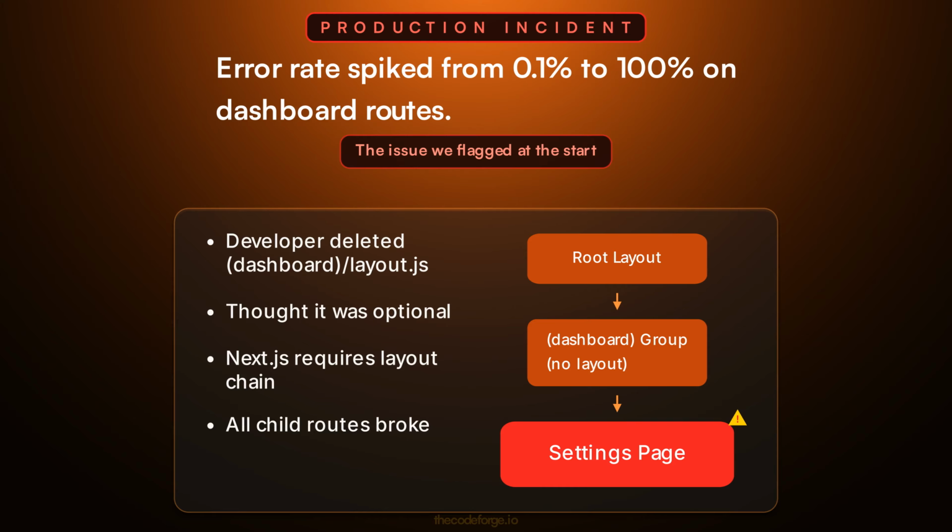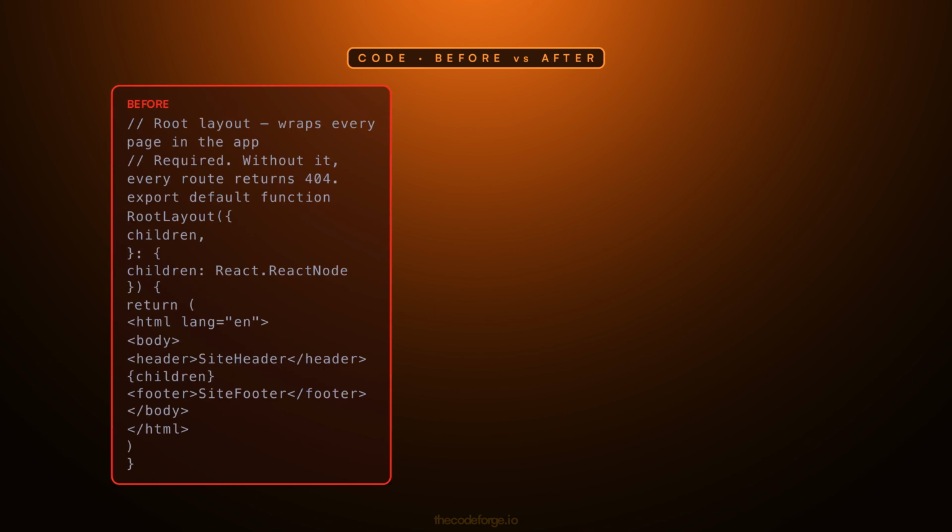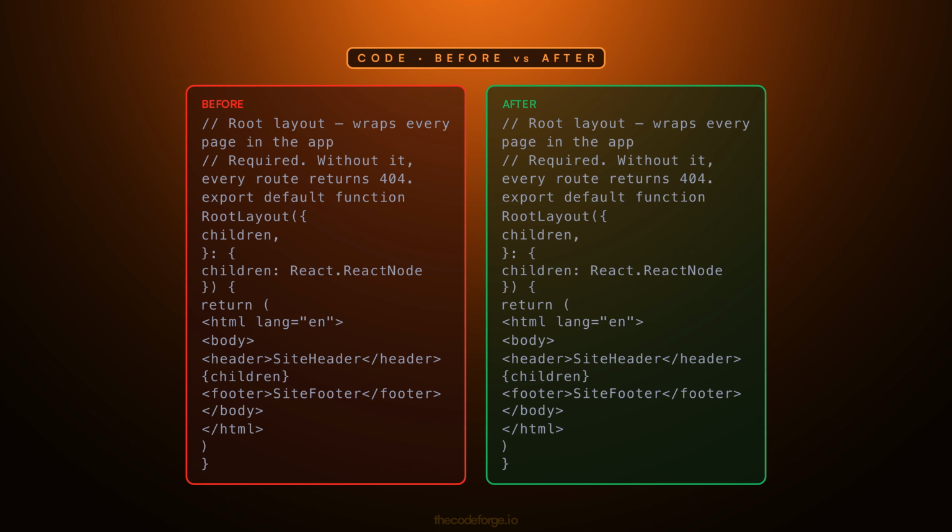Here's exactly why that happened. A developer deleted app/dashboard/layout.js thinking it was unused. Next.js requires a layout chain from root to every leaf. Without that layout, all dashboard subroutes returned 404. The layout.js file was deleted, breaking the layout chain and causing all /dashboard/* routes to return 404. Restoring the file fixed the issue.